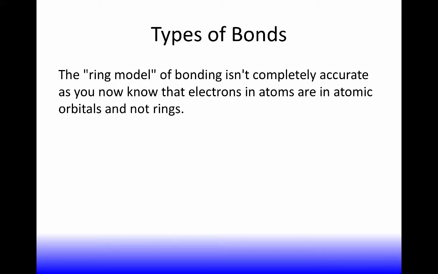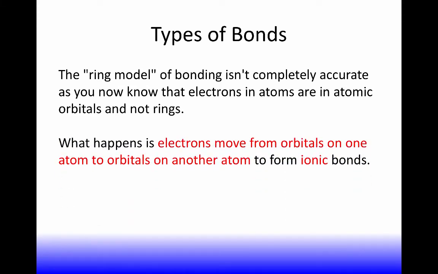But we know that electrons aren't in rings. They're in atomic orbitals, these three-dimensional spaces. So as you're going to find out, what happens for ionic bonds is that electrons are going to be moving between those three-dimensional spaces, so that both atoms will end up looking like the electron configuration of a noble gas. They'll have completely filled s and p orbitals.